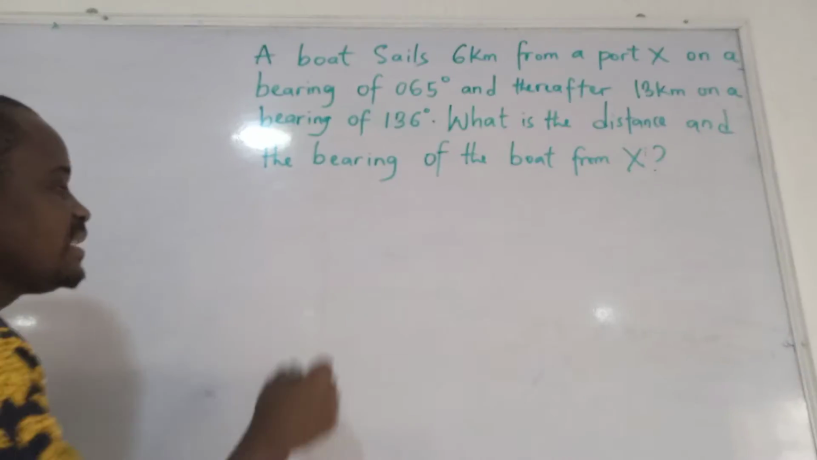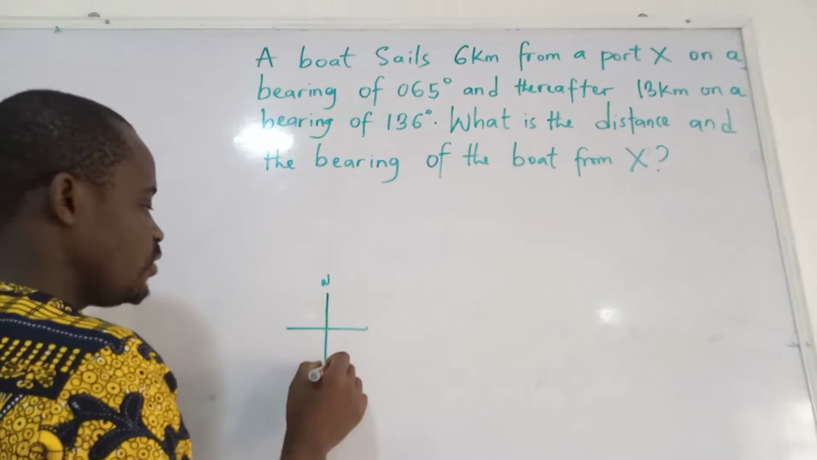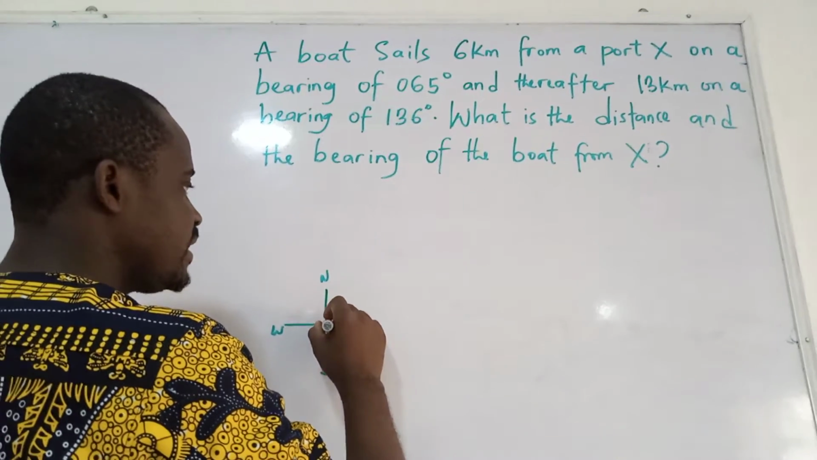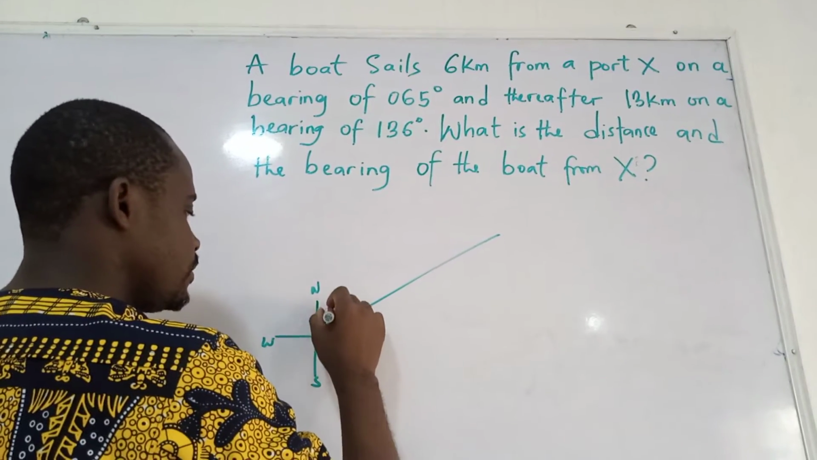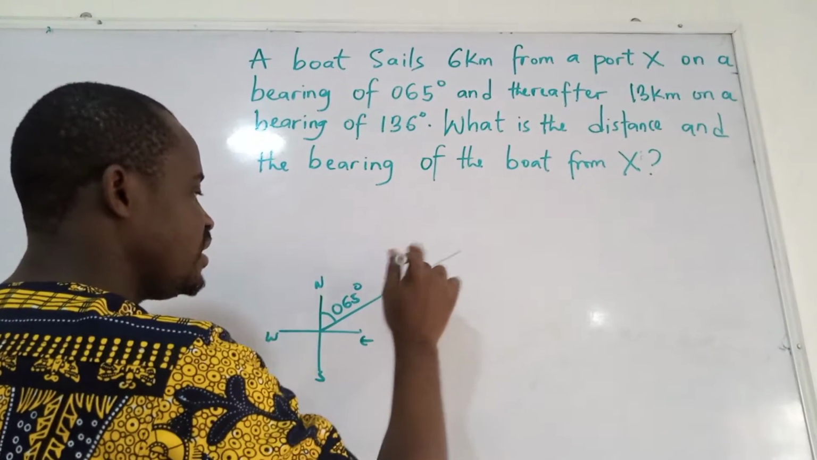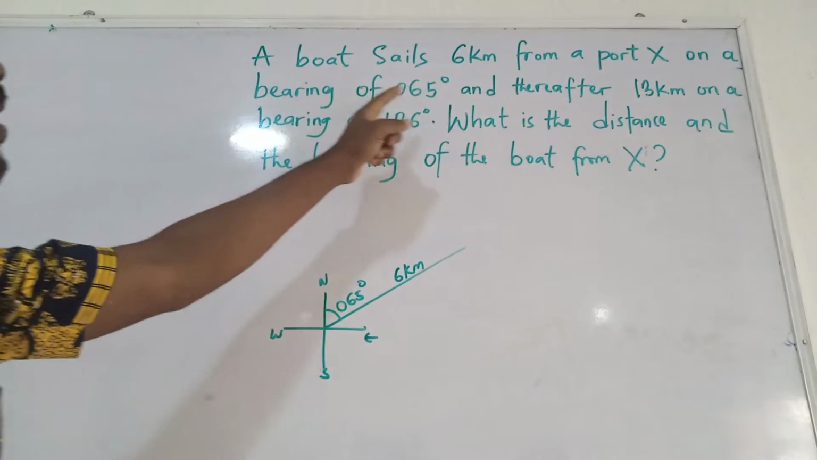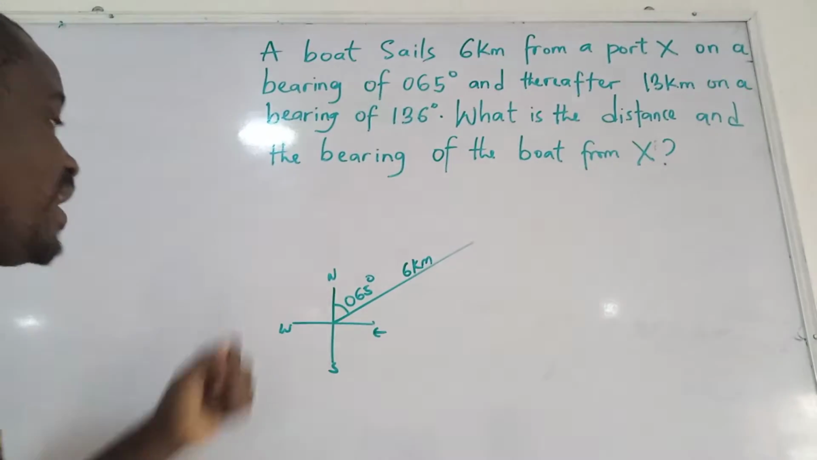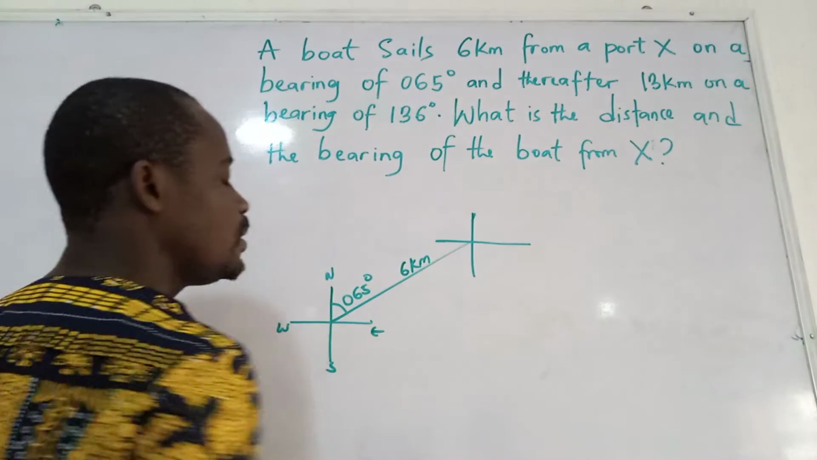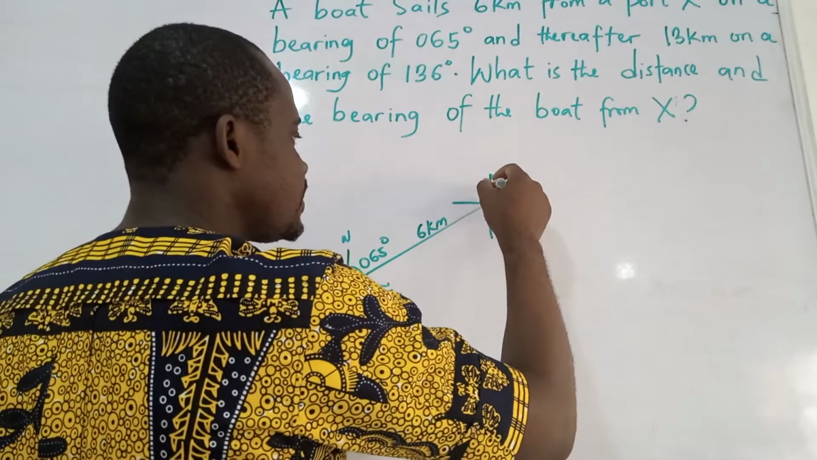So if I have something like this, remember this is north, south, west, east. If I put this here, let's say this is my 065 degrees. For my 065 degrees, this is 6 kilometers, because it said the distance it has made is 6 kilometers. Anywhere it gets to, draw another cardinal system. So from here, I have another section of 136 degrees.